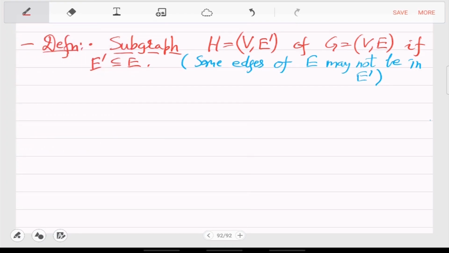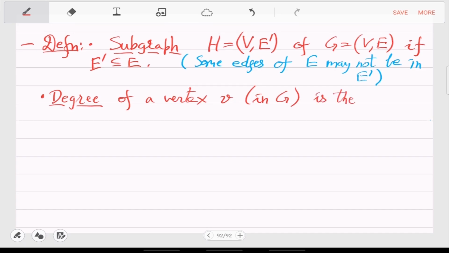Degree of a vertex, what is that? The degree of a vertex V in a graph G: usually we assume the graph to be undirected, so we simply say how many edges are incident on V. That's the degree. It is the number of edges with V. If it's a directed graph, then there are more terms. Then you have to say out degree for how many are going out, and in degree for how many are coming in. But we don't need that for undirected graphs, so we just call it degree.